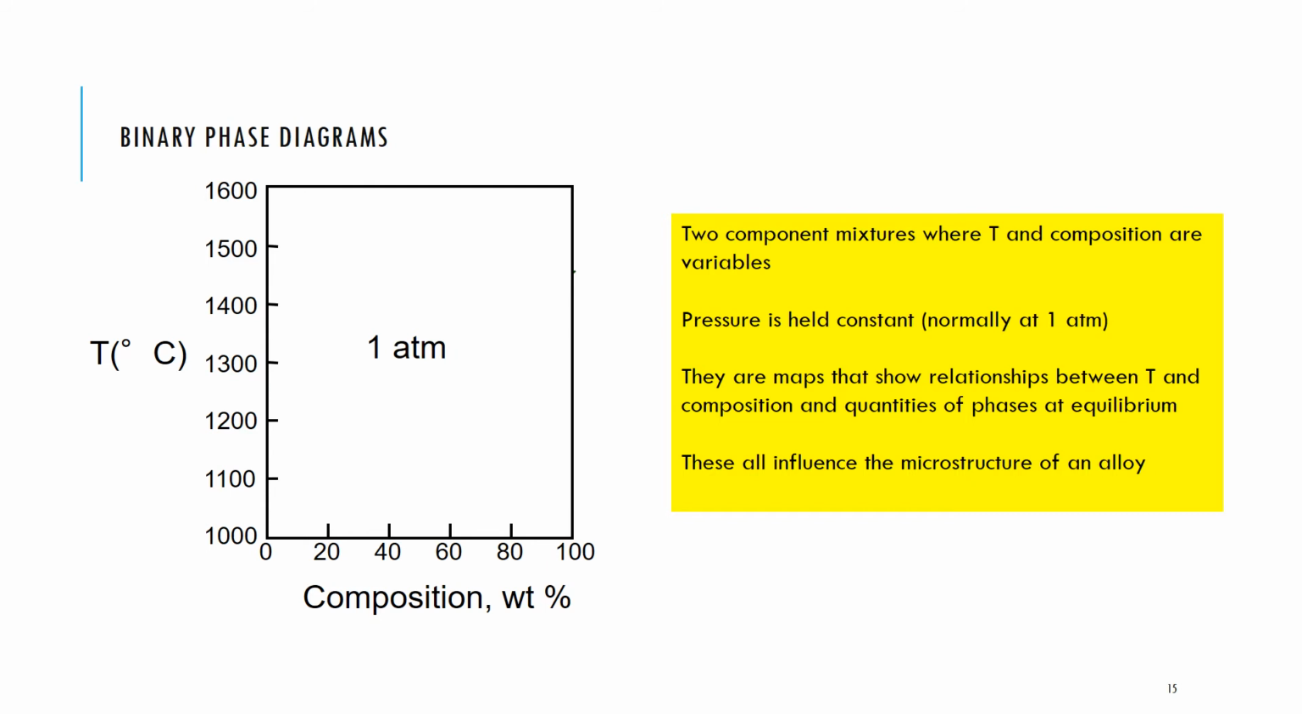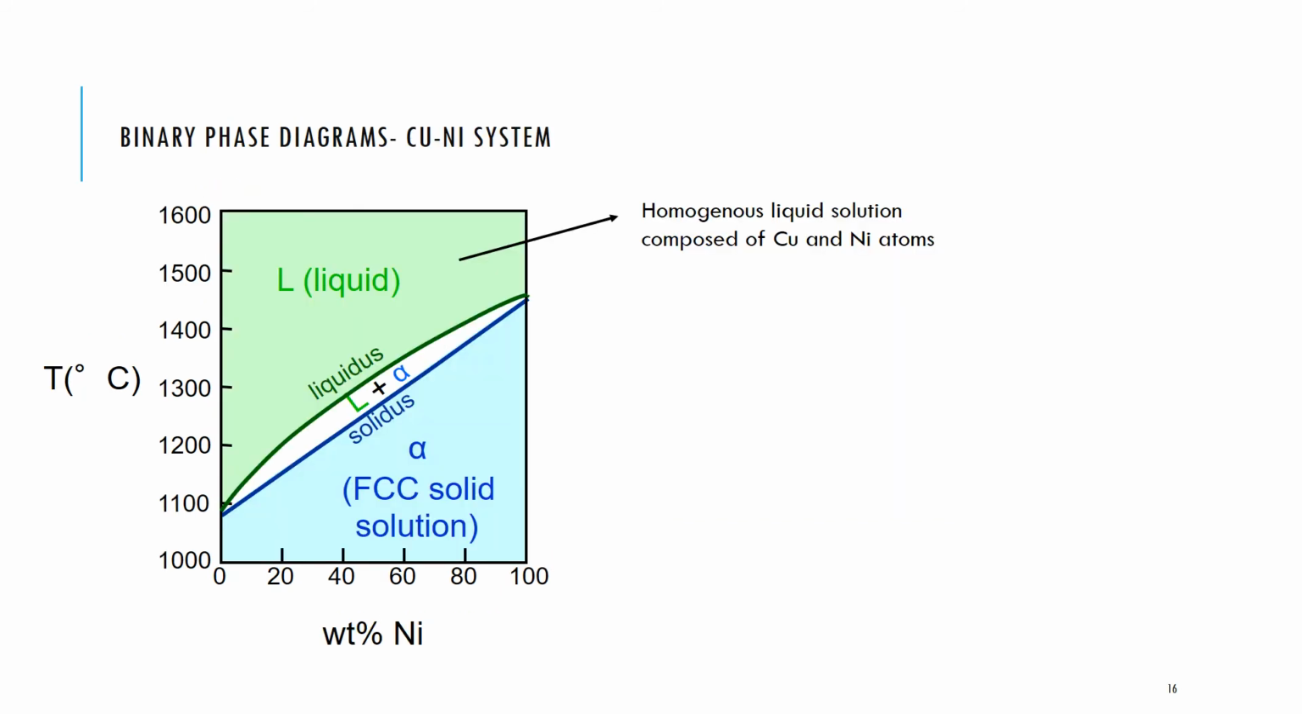And again, these are little roadmaps that show relationships between temperature and composition and the quantities of phases at equilibrium. And if we know where we are on the phase diagram, we know something about the microstructure of an alloy. So a classic example of a binary phase diagram is the copper-nickel system. So the phase diagram for a copper-nickel alloy. It's a plot of temperature against weight percent nickel, or you could plot it against weight percent copper.